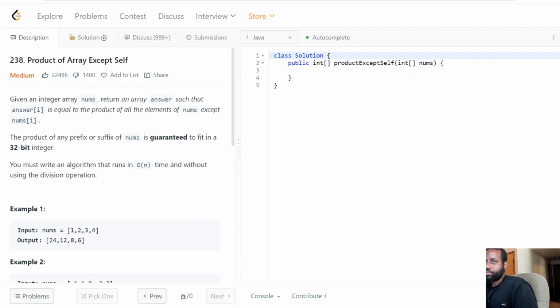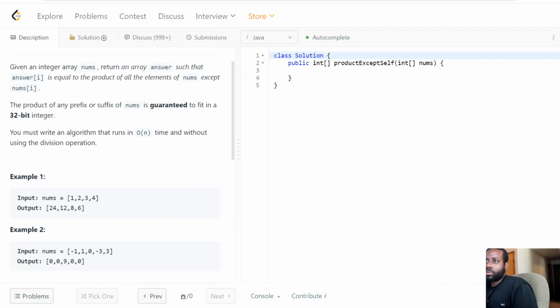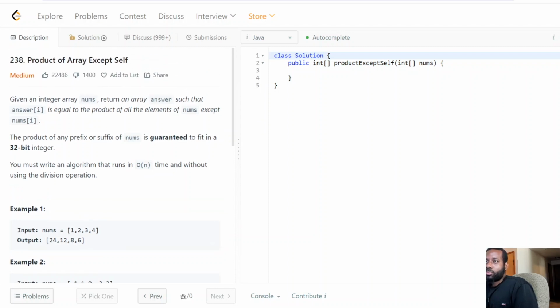The product of any prefix or suffix of nums is guaranteed to fit in a 32-bit integer. You must write the algorithm in O(n) time and without using the division operation. So, pretty simple problem statement.